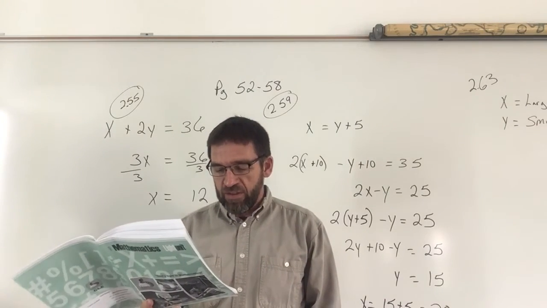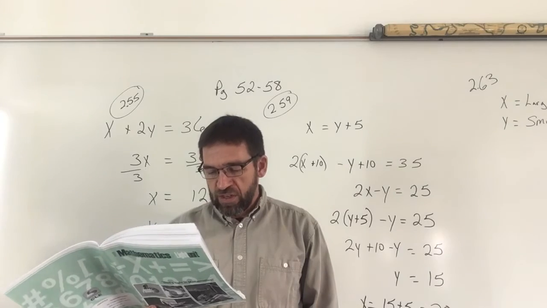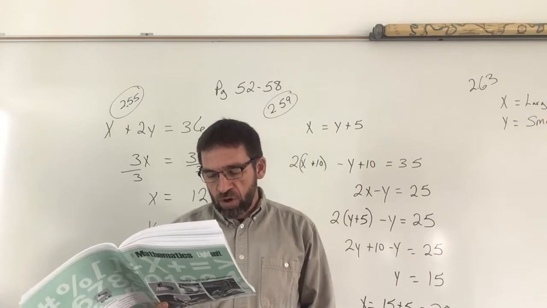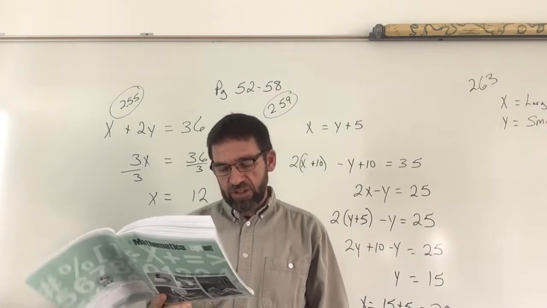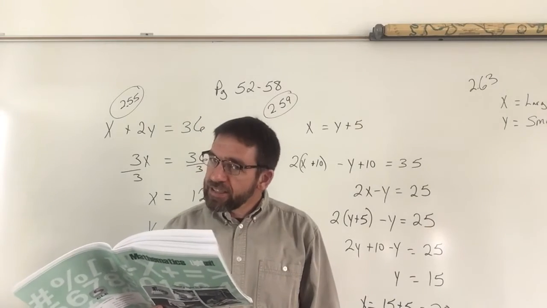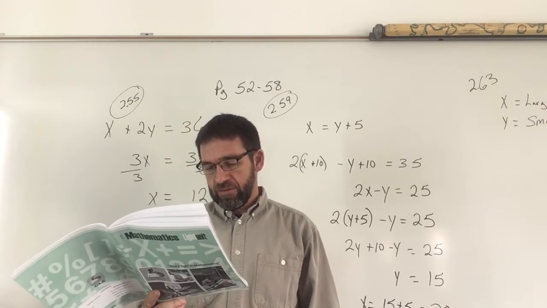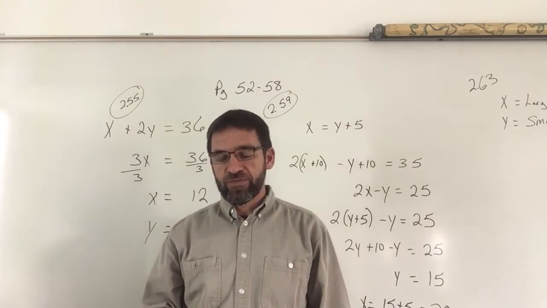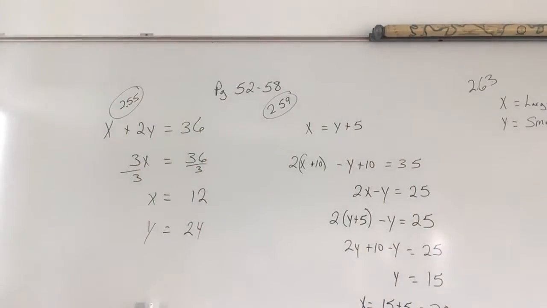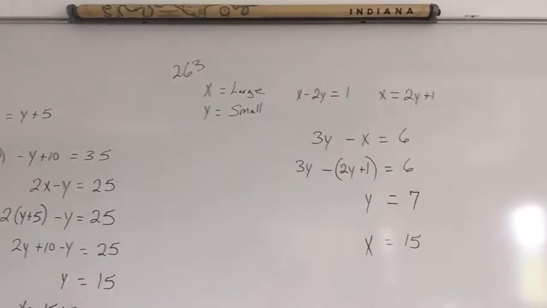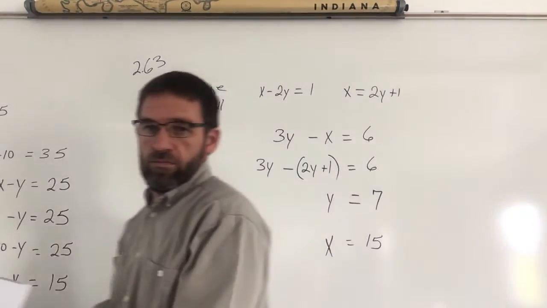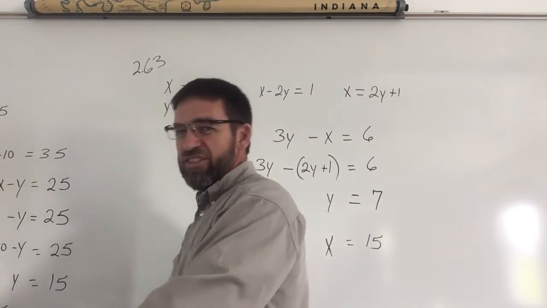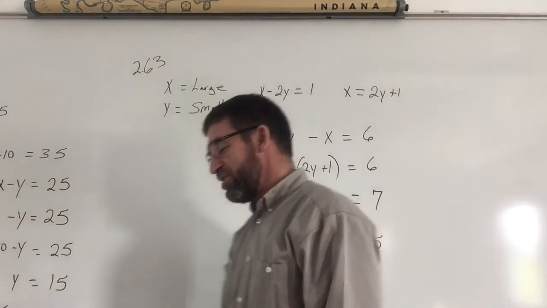263: the larger of two numbers exceeds twice the smaller by 1. Okay, plus 1. 3 times the smaller exceeds the larger by 6. Find the two numbers. See, I had this one picked out already. You didn't get to choose.